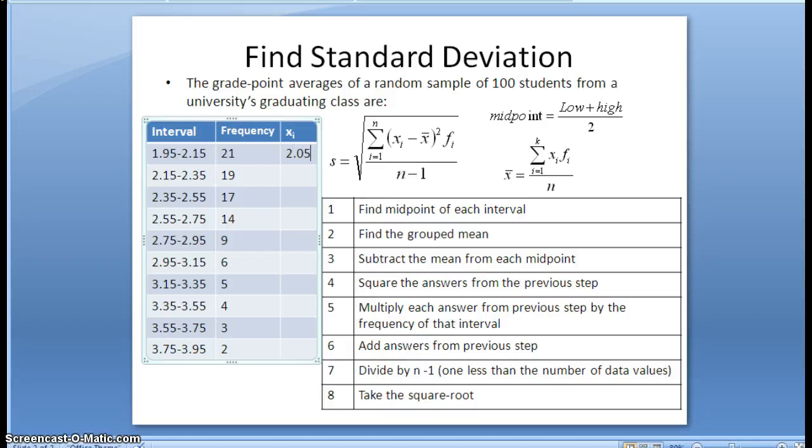So we found 2.05, 2.25. We noticed they were going up by 0.2, 2.45, 2.65. And when I look at the interval, you see that these are right in the middle. Keep going down, 3.25, 3.45, 3.65, and 3.85. So now I have all of my xi data, which I need to find the mean, or I need to find the standard deviation.